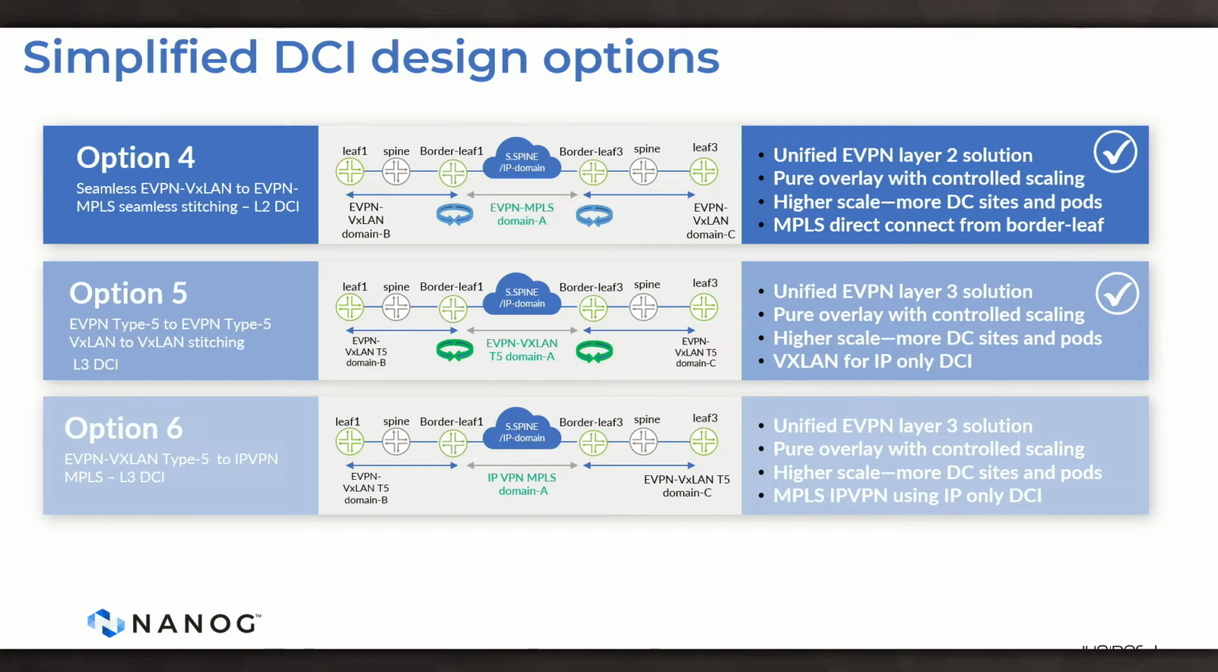And then the last option, option 6, is a very, very simple scenario. We have the prefix advertisement from the leaf devices to the borders, and then the border leaf handles all the advertisement to the IP VPN MPLS whenever the border leaf is directly connected to the MPLS cloud.